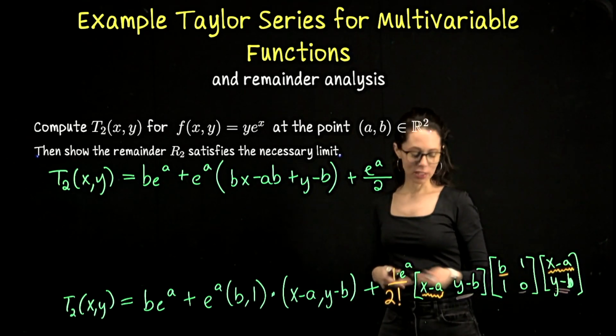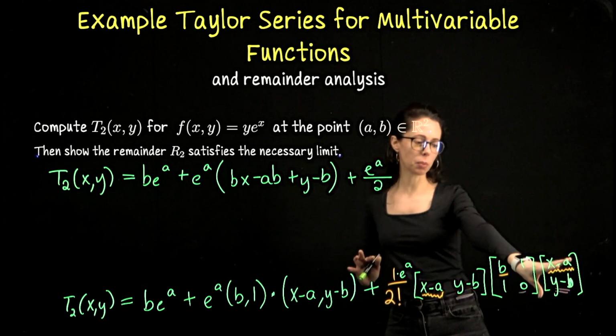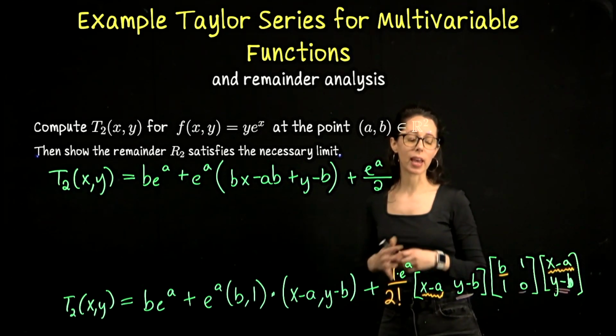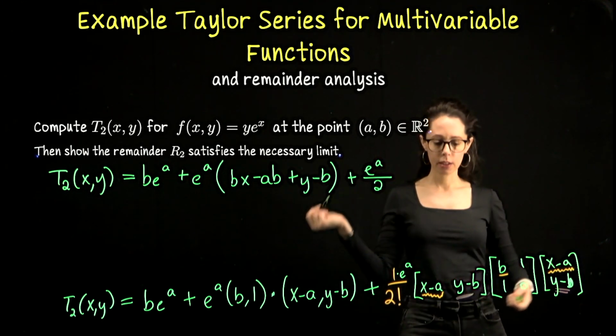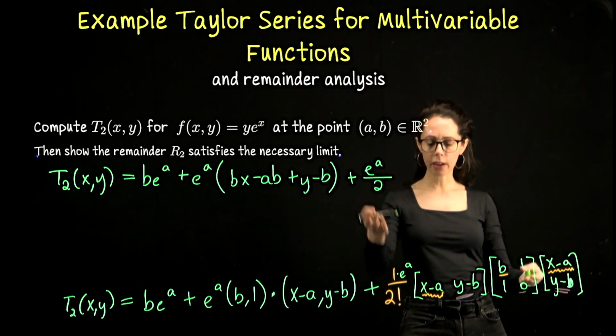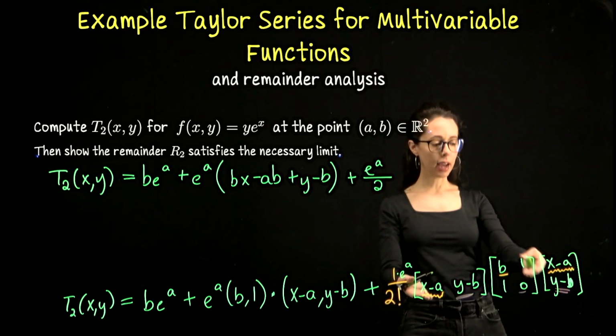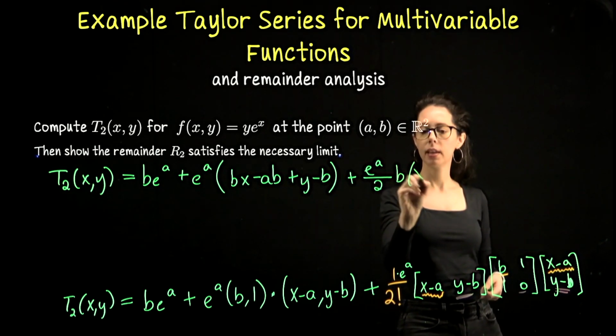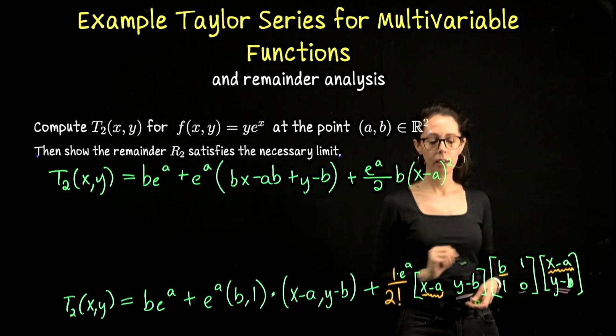Okay. And that's valid anytime you multiply this kind of vector times matrix times vector, but it works really well with the Hessian here because everything is symmetric. So we're going to have, I'll leave it as e to the a over 2 times b times x minus a squared. Okay, b times x minus a squared.